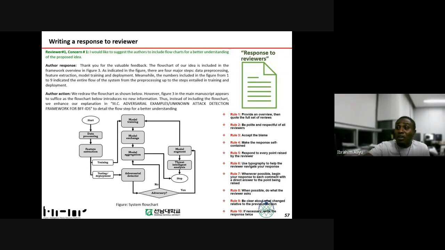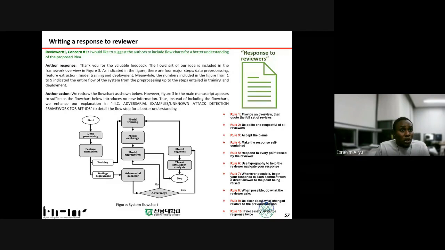You see, I said the flowchart of our ideas is included in page 3, indicating so. I explain what I had before. Then the action I did, we redraw the flowchart as below. However, the figure in the main manuscript appears to suffice as the flowchart below introduces no new information. So what is the idea here? I do it, and then I tell them why I do not include it. After redrawing this, I tell them it does not introduce any new information, so I do not include it. Instead of including the flowchart, we enhance the explanation. You could see how you tackle this kind of issue.